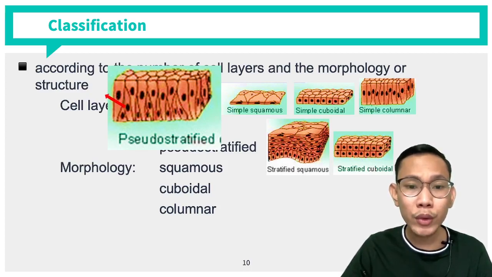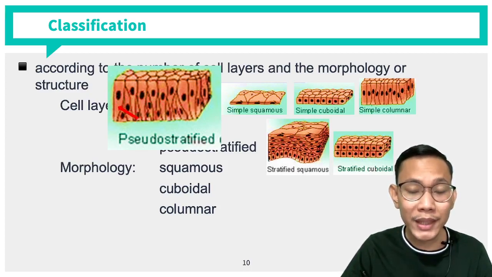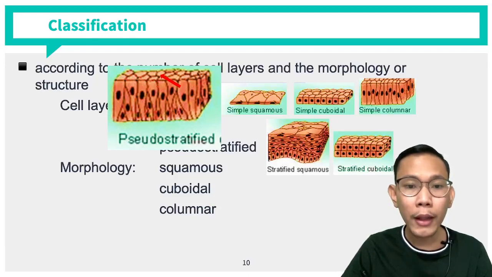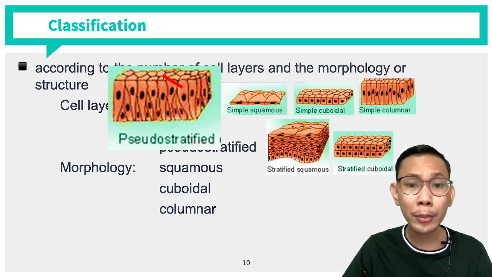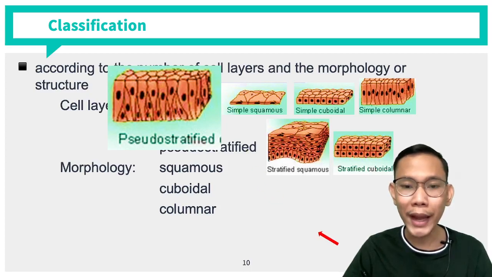Again, when we say pseudostratified, some of these cells did not reach your surface lining or the outer portion. Therefore, it looks like there are so many layers, but in reality, there is only a single layer. That's why it is termed pseudostratified.